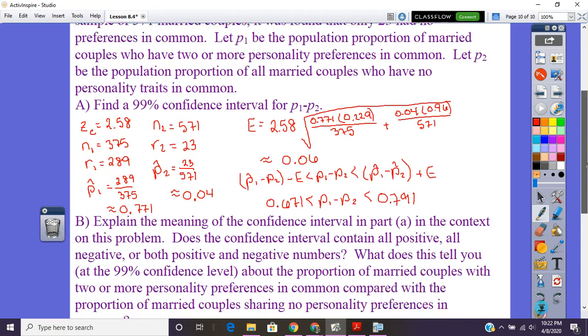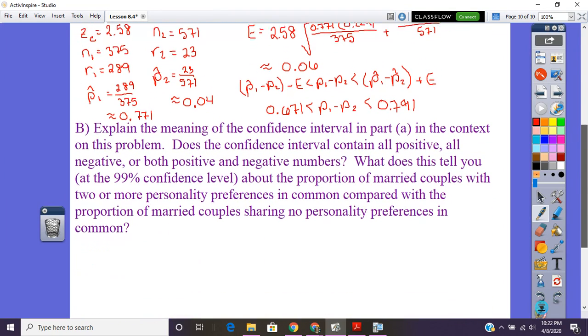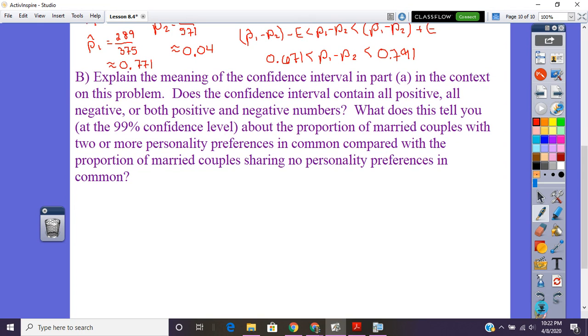So explain the meaning of the confidence interval in part A in the context of the problem. Does the confidence interval contain all positive, all negative, both positive and negative? What does this tell you at the 99% confidence level about the proportion of married couples with two or more personality preferences in common compared with the proportion of married couples sharing no personality preferences in common?